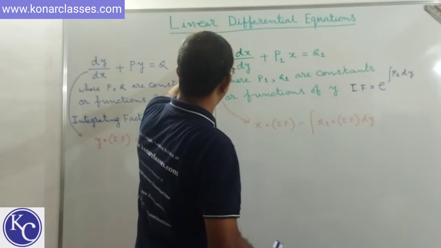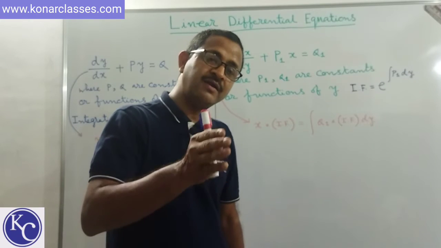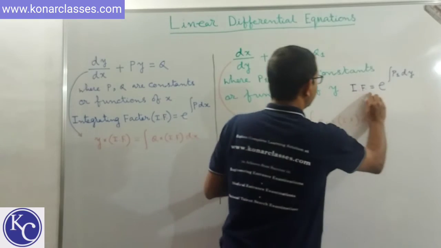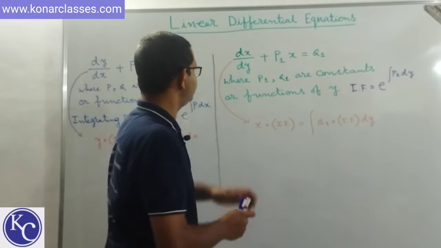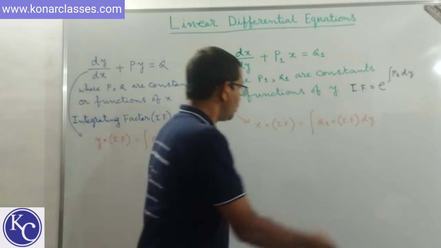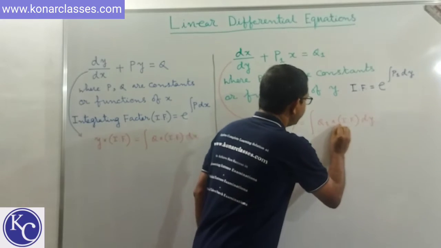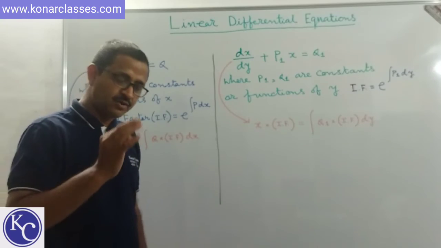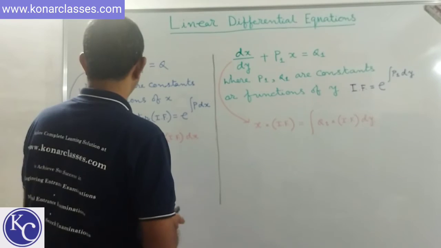In a similar manner, if it is given that dx/dy plus p1 x equal to q1, where p1 and q1 are either constants or functions of y only, then the integrating factor is e power integration p1 dy. Then the solution is x multiplied by that integrating factor equal to integration of q1, which is a function of y or constant, multiplied by the integrating factor dy. Integrate it, you will get the solution. Let's now go to solve one problem straight away, so that you will understand exactly how this is done.